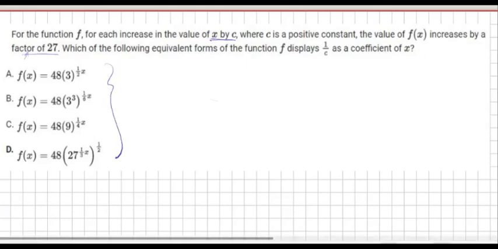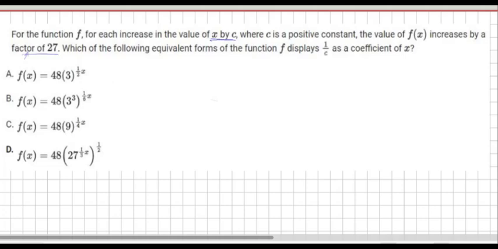All of these functions are equivalent forms. It means they are equal. But which one displays 1 over c as a coefficient of x? Here the 1 over c is like 1 over 2. And 1 over c here is 1 over 6. This 1 over c is 1 over 4. And here 1 over c means 1 over 3.